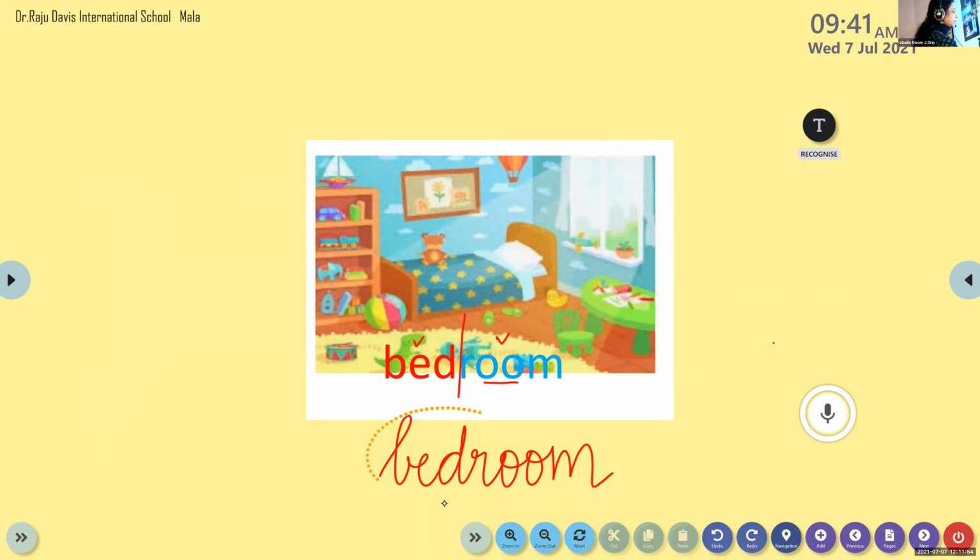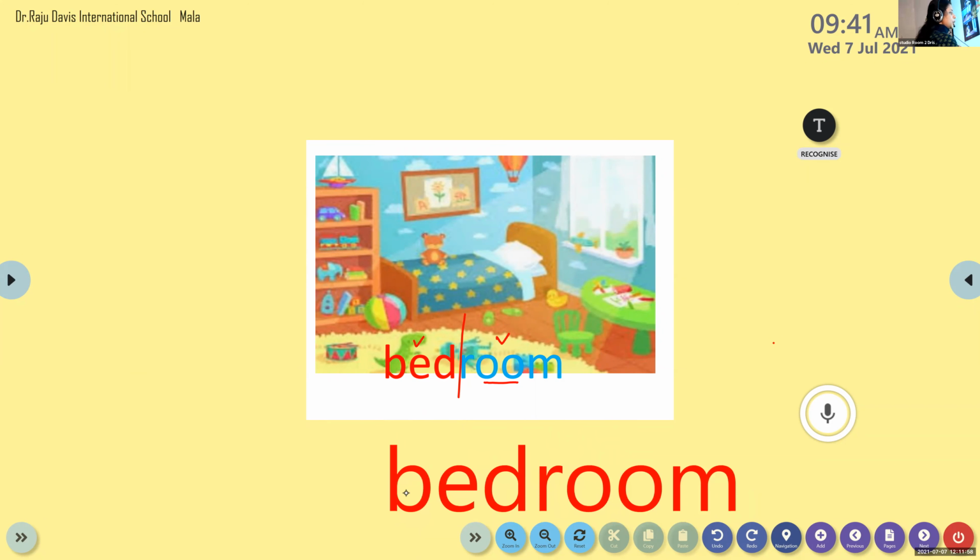So all of you please see, you pronounce this word. Now let us see how the word has to be actually pronounced. We all pronounce it. Bedroom, bedroom, bedroom. Okay, I'm going to mute you all so that you could hear the word properly. Bedroom. Okay, got it? Bedroom. So here it is a two-syllable word.